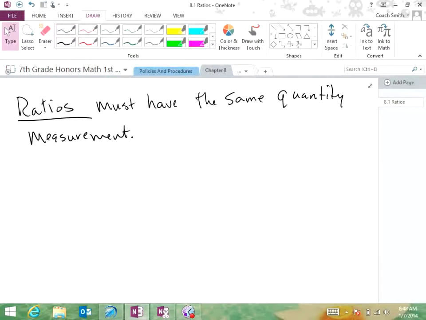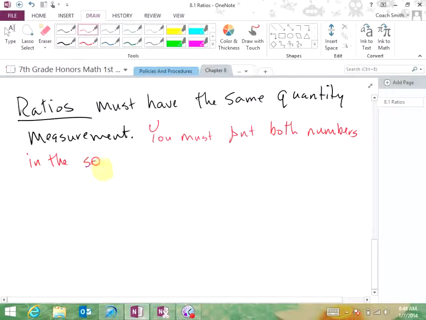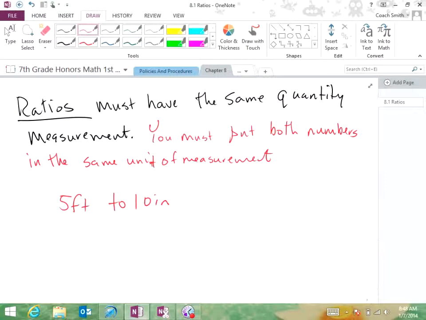Now, when you have a ratio that is comparing two quantities, you must put both numbers in the same unit of measurement. Let me give you an example. Let's say I had 5 feet to 10 inches. Well, the fraction would be 5 over 10. A lot of people would be tempted to just reduce that as it sits. You can't do that, because that's feet and that's inches.